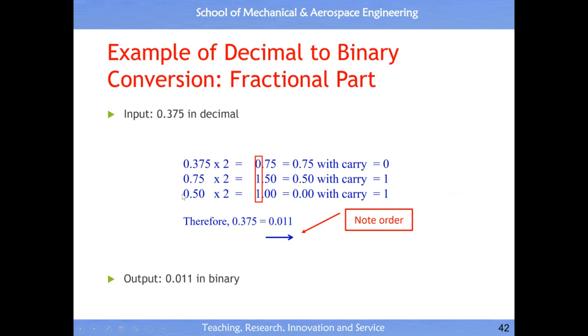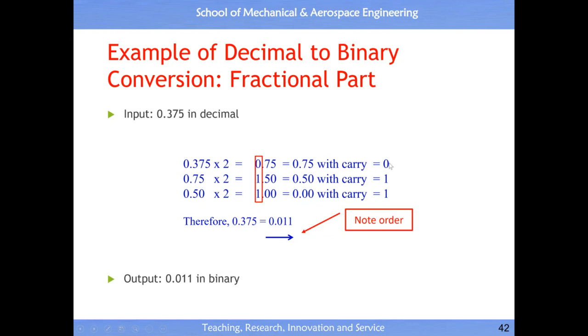This result times 2, then we get 1.0. You will see the fraction becomes 0, then we stop. When the fraction becomes 0, we stop. The integer part will be the next digit. Then we order them in this way.